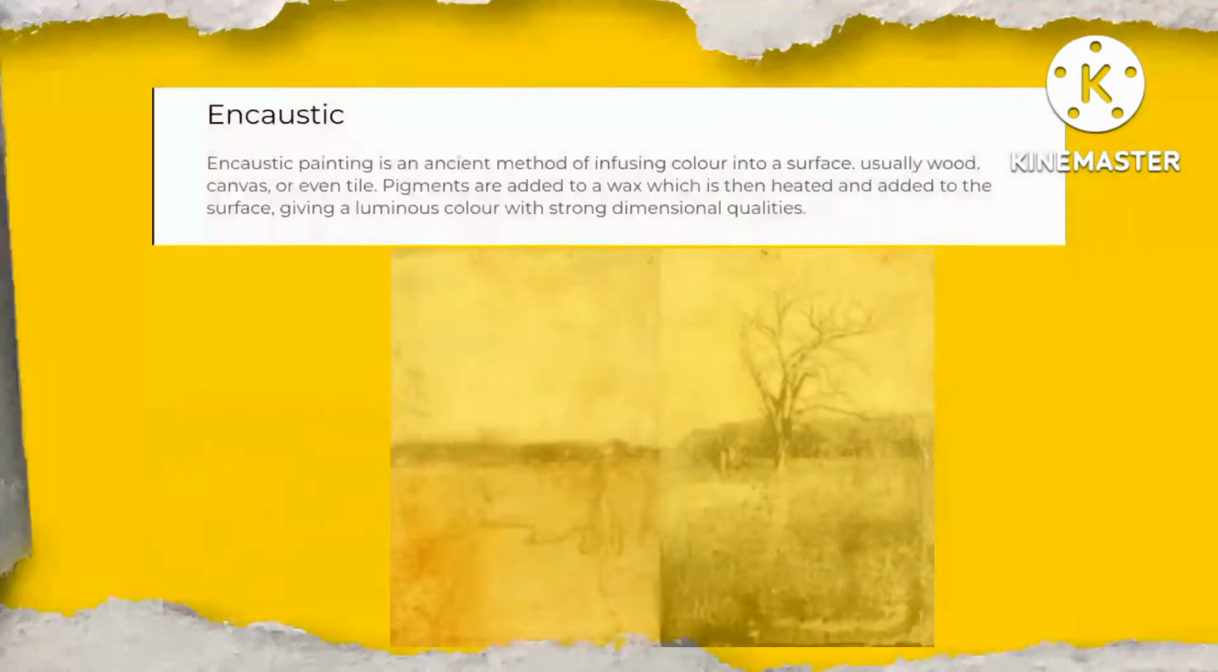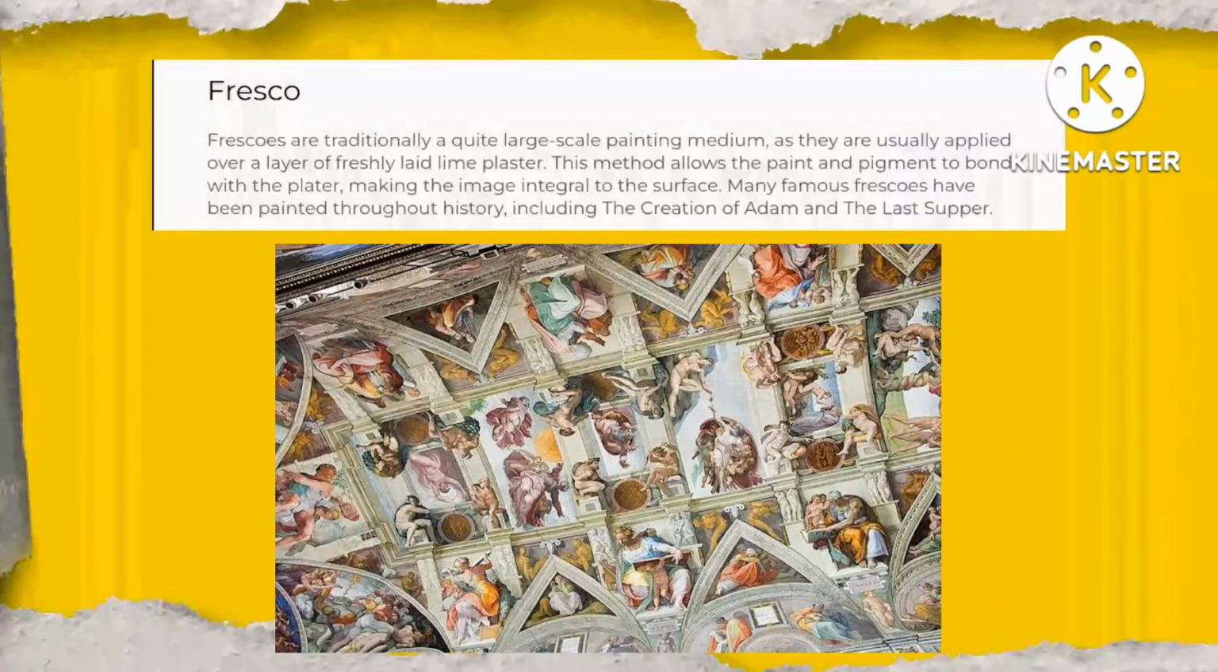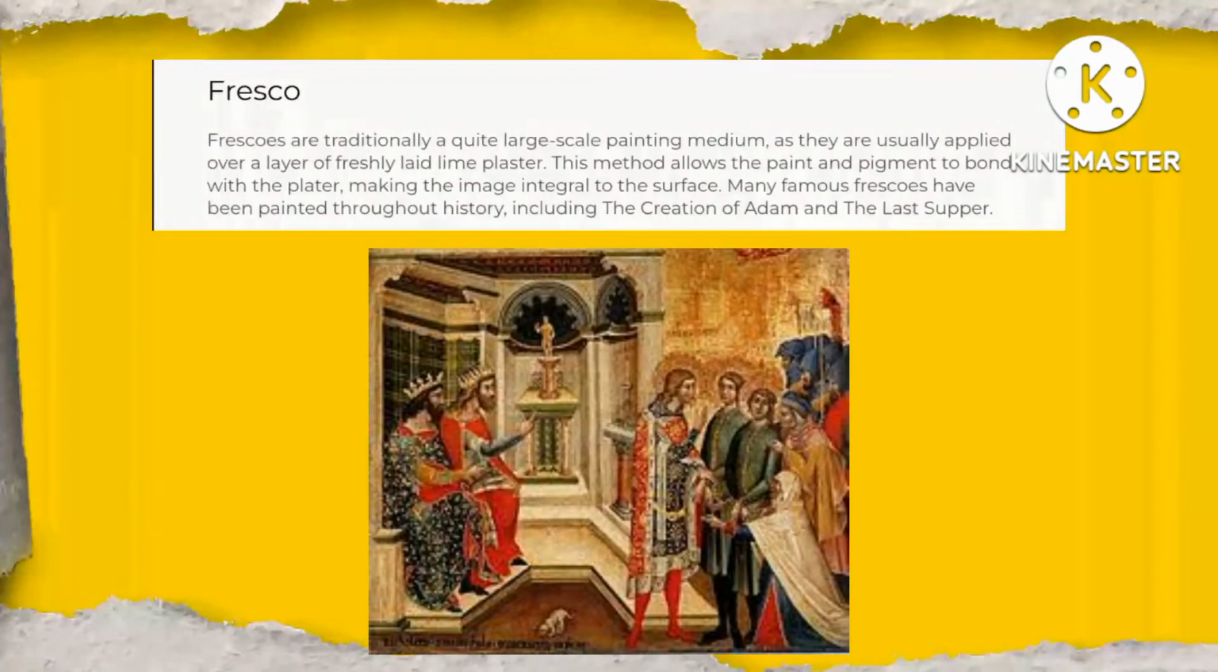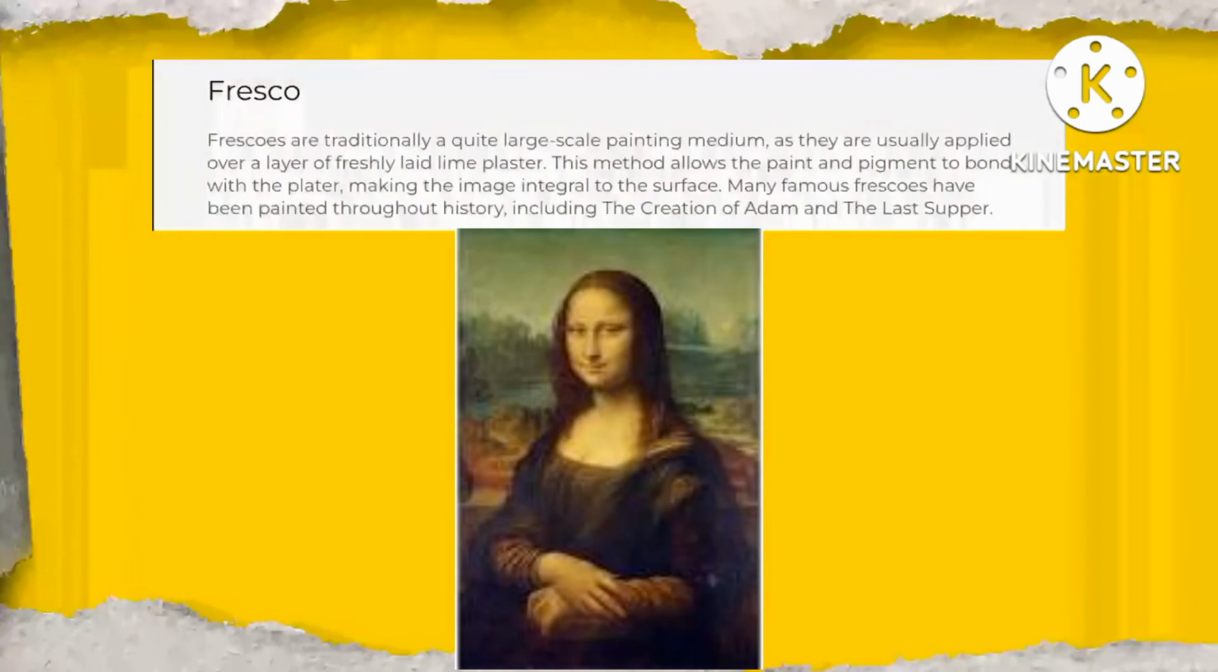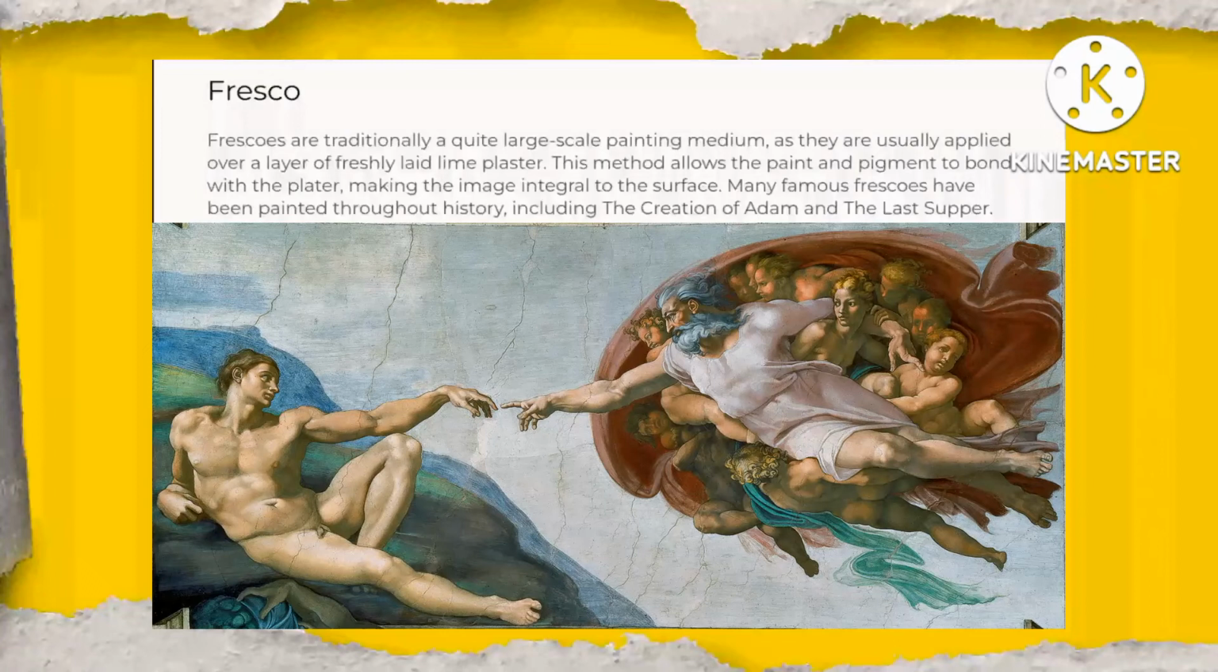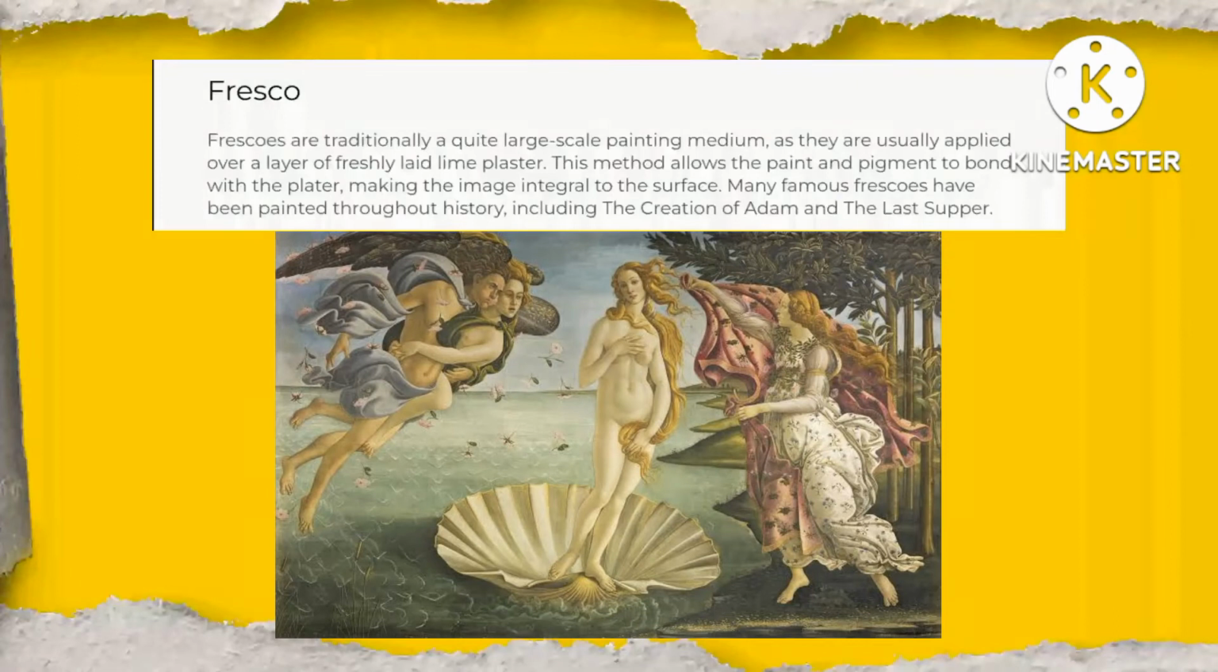Fresco. Frescoes are traditionally a quite large-scale painting medium, as they are usually applied over a layer of freshly laid lime plaster. This method allows the paint and pigment to bond with the plaster, making the image integral to the surface. Many famous frescoes have been painted throughout history, including the Creation of Adam and the Last Supper.